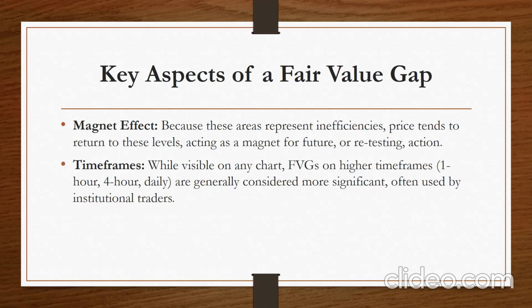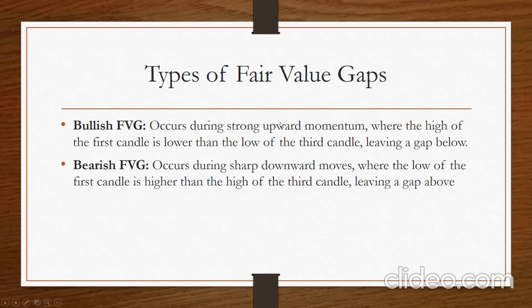So remember, when we were doing the analysis, we started from the daily, then we looked for an order block on H4. Do you remember that? Yes, it's coming from here. Okay, so we have to see something and a fair value gap on H4 or an order block on H4 because we know market is likely to come back to this. Okay, so there are two types, just like the order blocks. We have bullish fair value gaps and then bearish fair value gaps. So for bullish fair value gaps, it occurs during strong upward momentum, where the high of the first candle is lower than the low of the third candle, leaving a gap below.